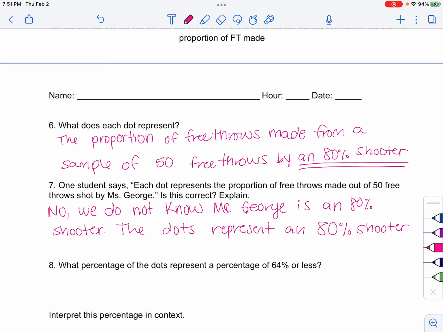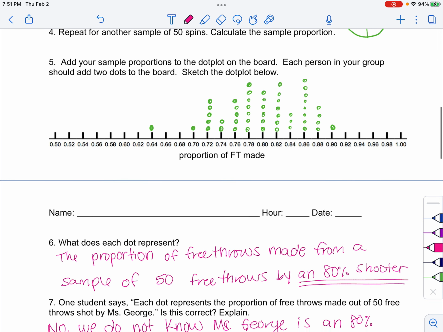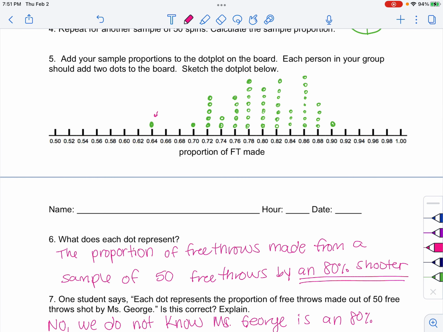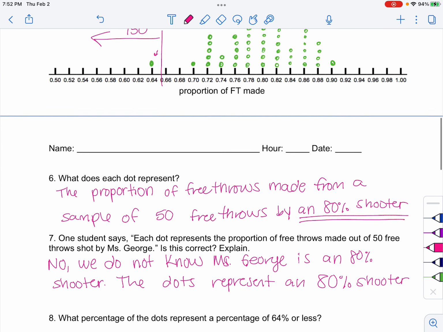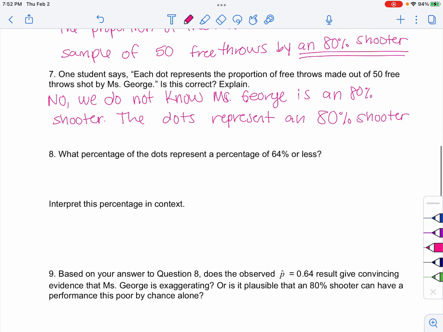Number 8, what percentage of the dots represent a percentage of 64% or less? Wow, that's a lot of that word percent. All right, so 64%, we have one dot right here. So we're going to block it off from that dot or less. We have only one dot out of the 50 samples total. So what percentage? 1 out of 50. That is 2%.